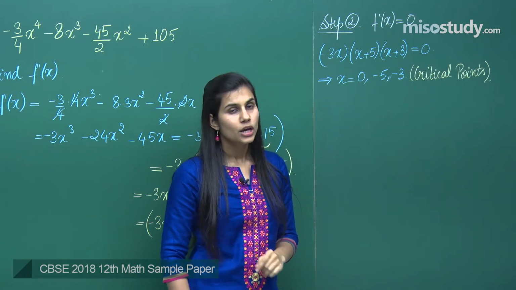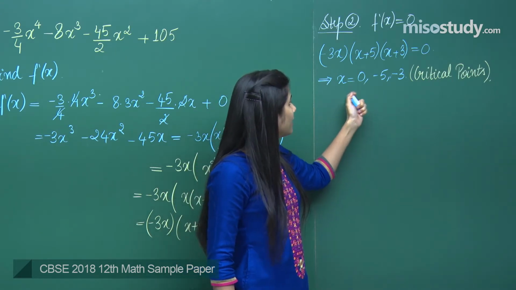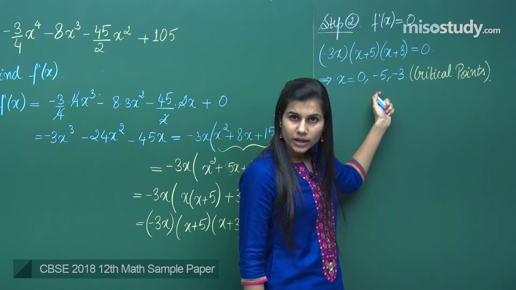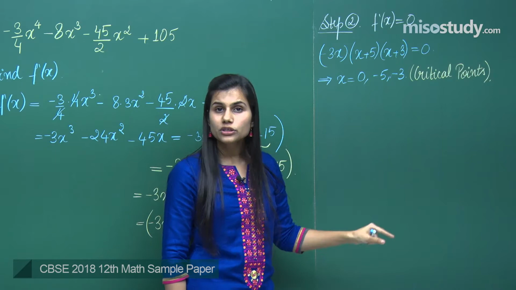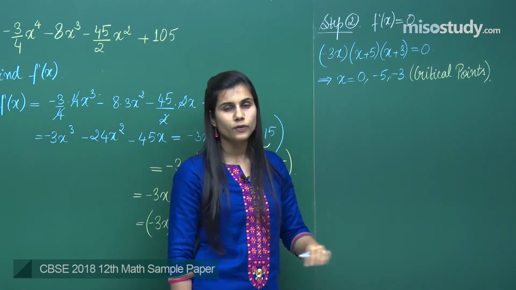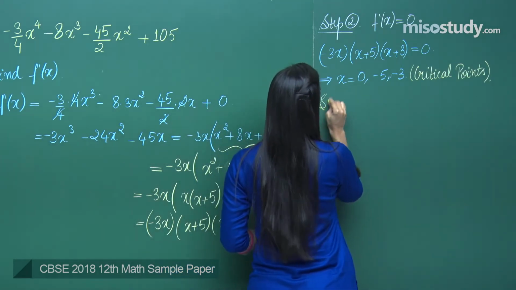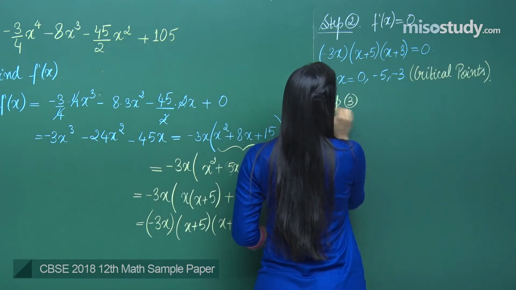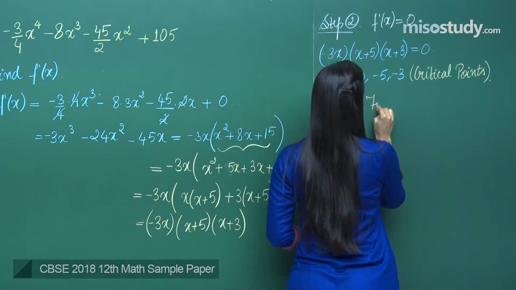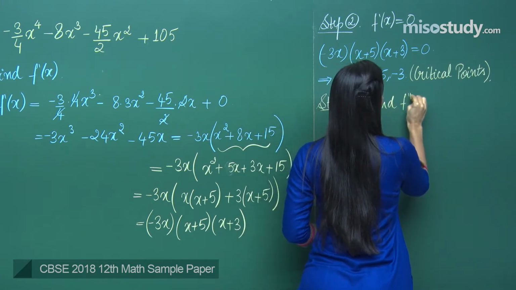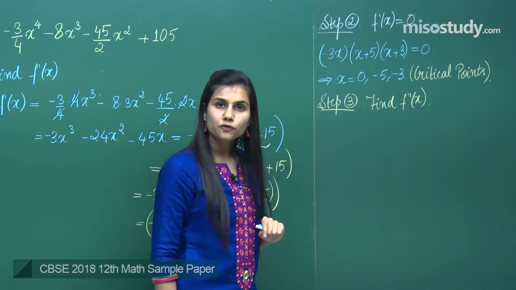So step number 3 is going to give me that test which is applicable for only these 3 points, and once these 3 points are applied inside that test, according to the result, we are going to declare them as points of local maxima or points of local minima. So let's see what is step number 3. Step 3 always in this particular procedure asks you to find f double dash x.